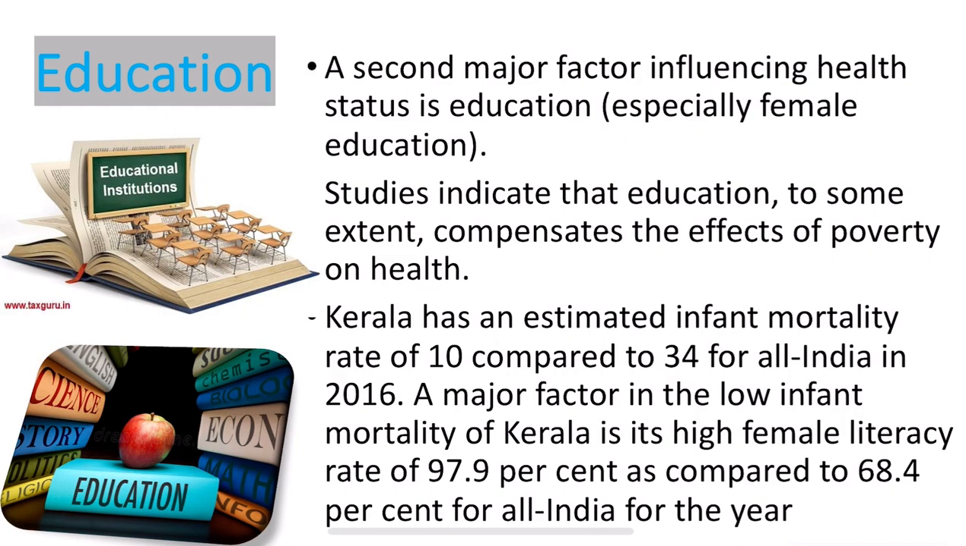The second major factor influencing the health status is education. Especially female education plays a major role in the health of the entire family. The studies indicate that education, to a certain extent, will compensate for the effect of poverty on health. If you are educated, you will have a better job, better income. That better income will help you to avail all the health services.